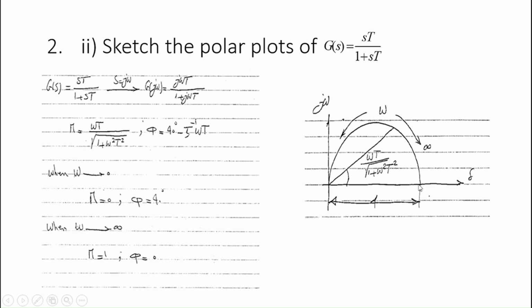You can plot that and take some random points, let's say frequency equal to 10, 20, 50, 100 and so forth, and you'll be getting a shape something like this. Each and every point on that is given by omega t upon root of 1 plus omega squared t squared at an angle of 90 degrees minus tangent inverse of omega t. So when you plot that, you'll be getting something like this.